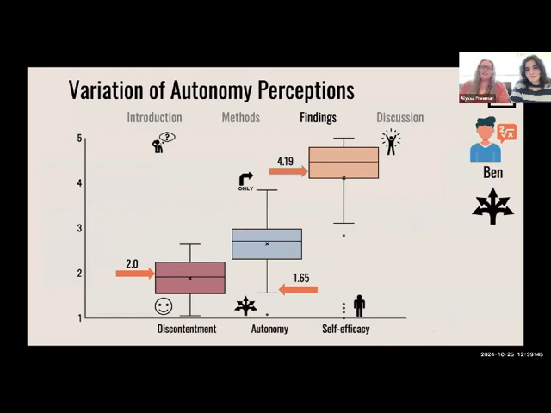For Ben, who was our high autonomy GTA, he also indicated that he was pretty content with his teaching, was very similar compared to George and Sarah in their descriptions of discontentment, and he also had pretty high self-efficacy as well.